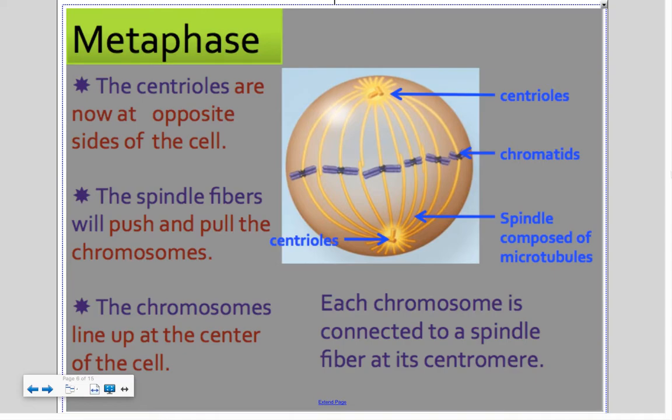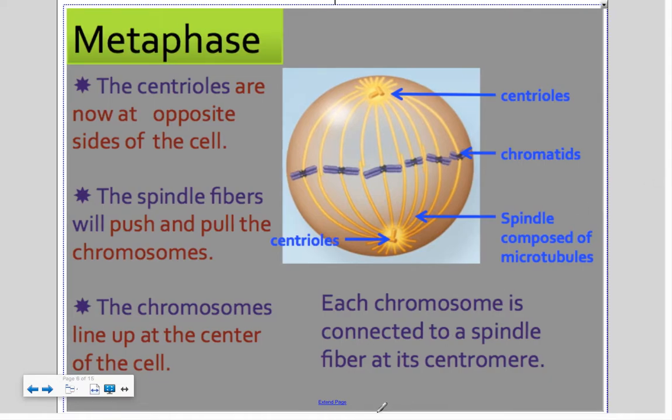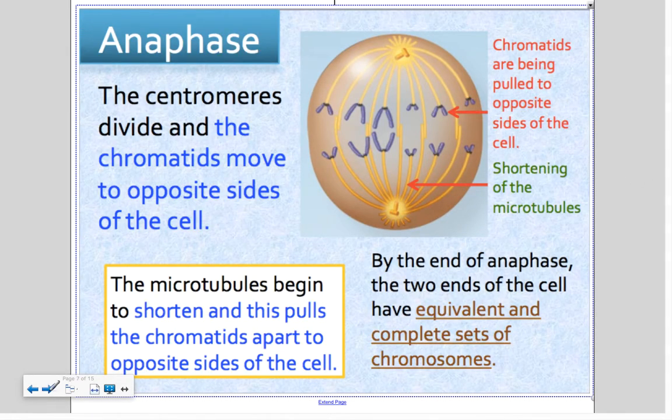Okay, we have everything nice and tightly packed in the center of the cell here. You can notice that the chromosomes are all lined up in the center of the cell. The spindle fibers are attached to the centromeres of those chromosomes. The centrioles are on opposite sides of the cells, and those are ready to push and pull the chromosomes apart, so one half of that chromosome can go to each new cell. From there, we get to go to anaphase.